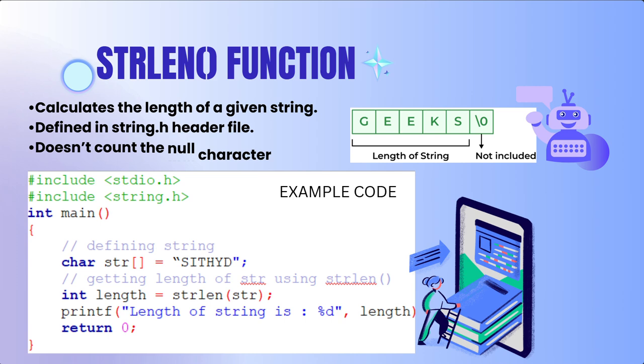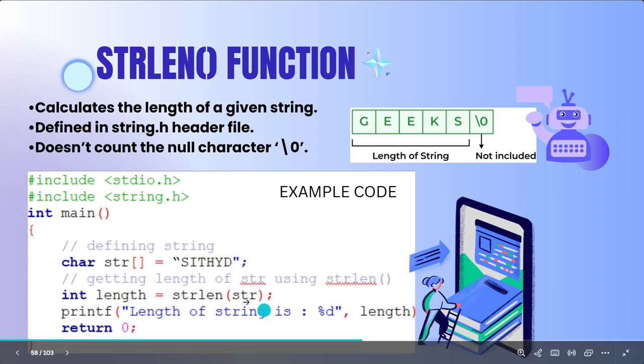The strlen function is used to calculate the length of a given string, and it is defined in the string.h header file. It doesn't count the null terminator. So this is a very simple code to understand the concept. Here we have taken a character array of sithyd. Int length, we are calculating the length. We are getting the length of str using the strlen function, and the variable we are passing here, and now we are printing it, and we are returning the value.